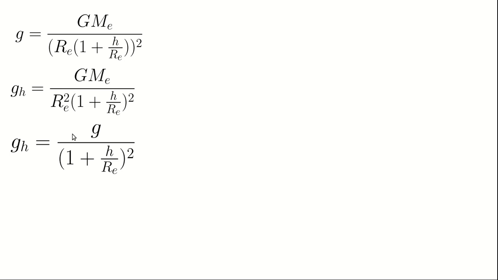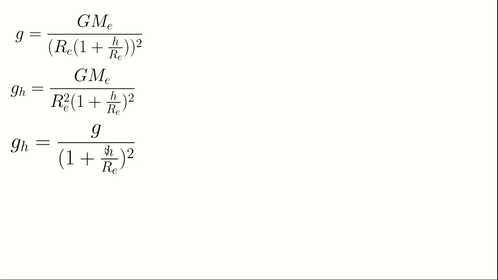acceleration due to gravity. Likewise, if your h is twice this particular R_E, you'll have 2R_E over R_E. R_E will cancel R_E, and you now have 2 plus 1, which is 3. That 3 squared will give us 9.